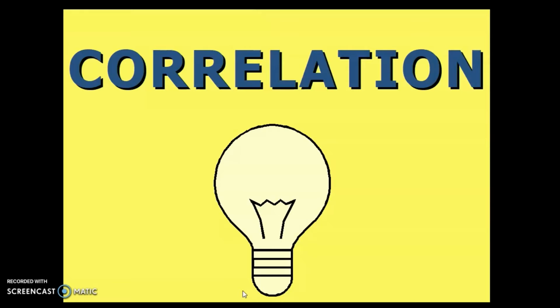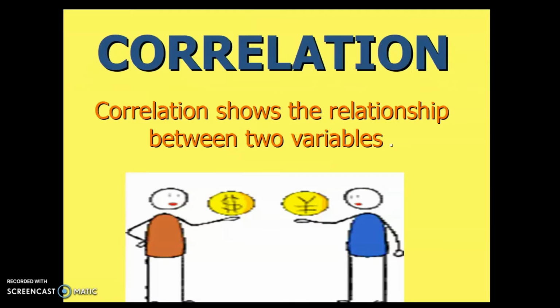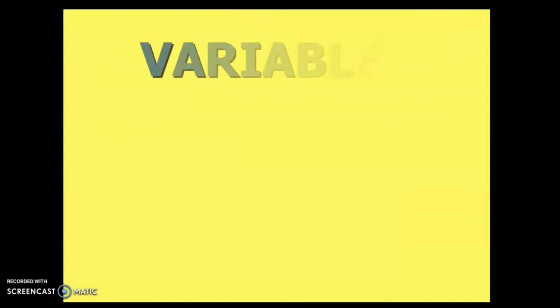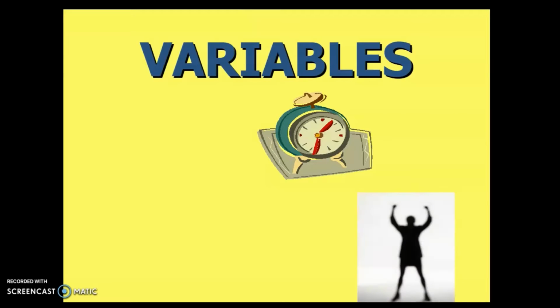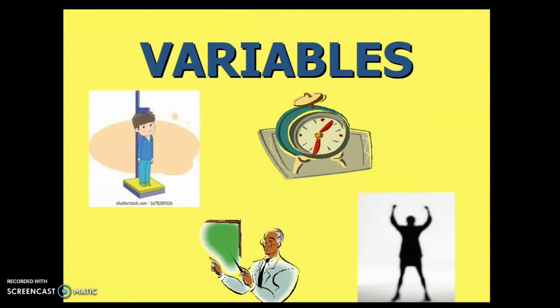So correlation is a statistical term which describes the degree to which two variables move in coordination with one another. Correlation shows the relationship between two variables. Variables can be of any kind like time, age, height and work.